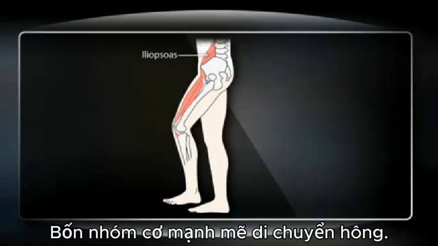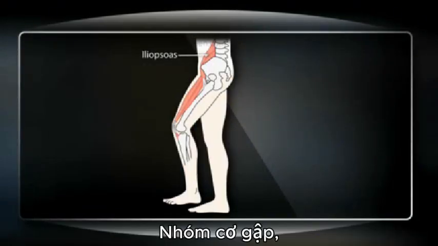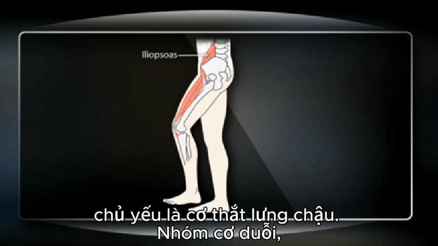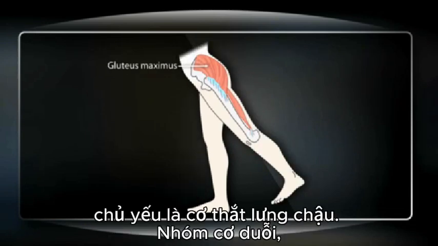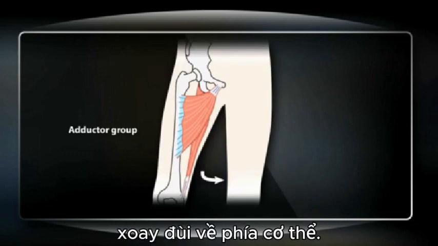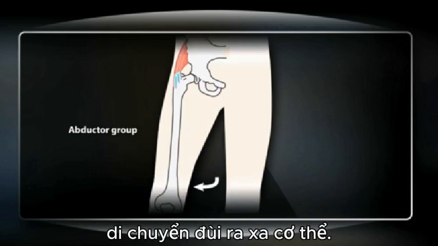Four powerful muscle groups move the hips. The flexor group, which lies anteriorly and flexes the thigh, primarily the iliopsoas. The extensor group, primarily the gluteus maximus. The adductor group, which swings the thigh toward the body, and the abductor group, which moves the thigh away from the body.